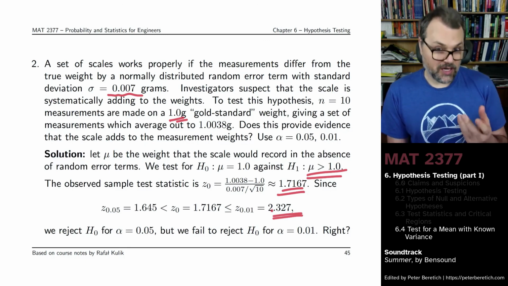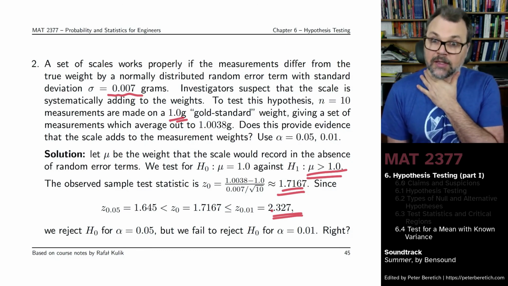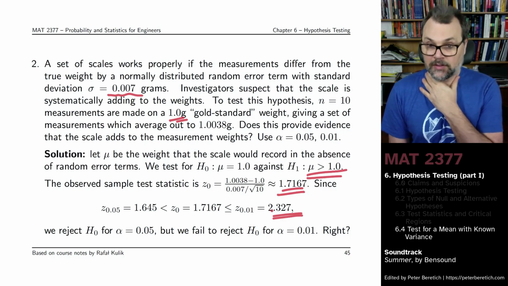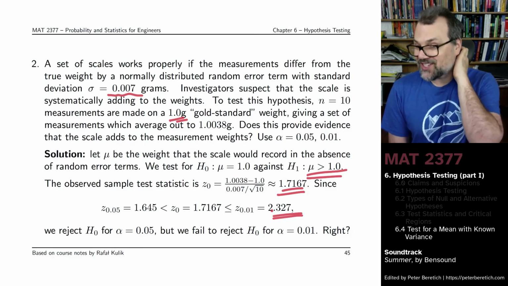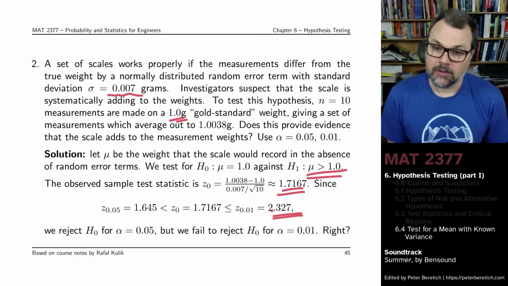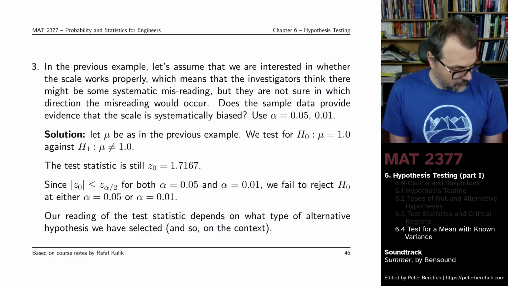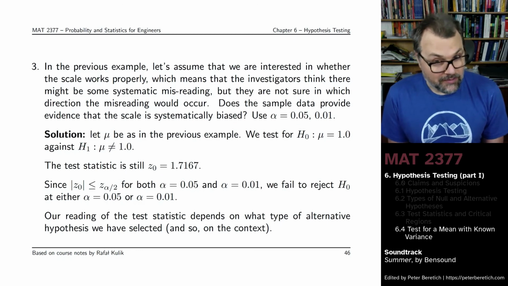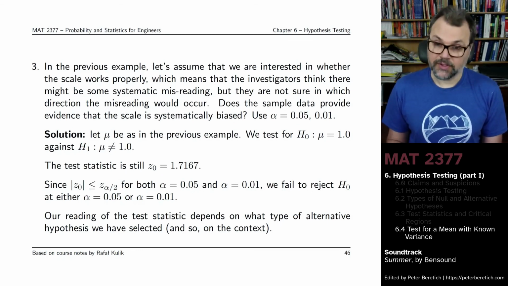So at 5% significance, you would actually say that the scale somehow has been tainted. It adds a systematic weight, but at the 1% level, 1% confidence, you would not be able to say that given the evidence that you've collected. So the significance level actually affects how you conclude your tests.